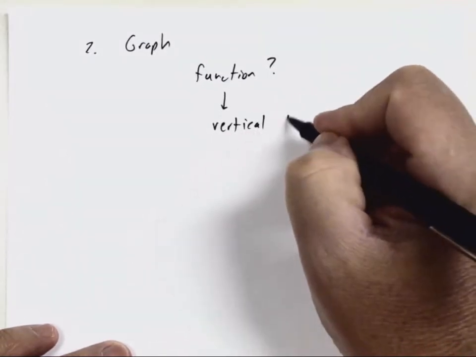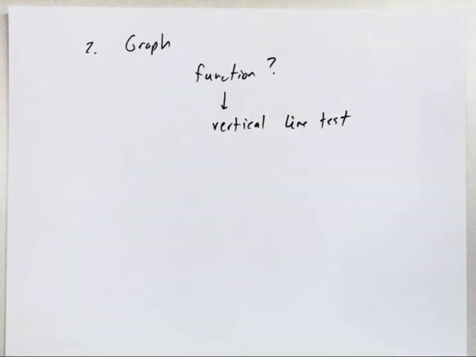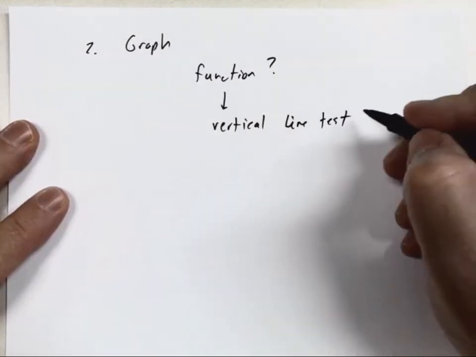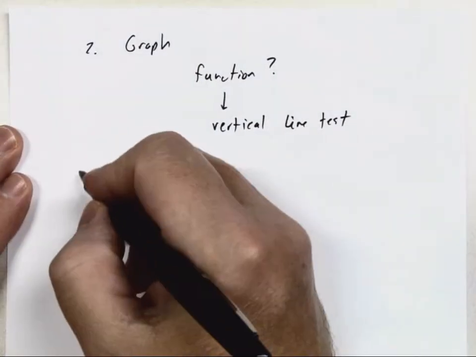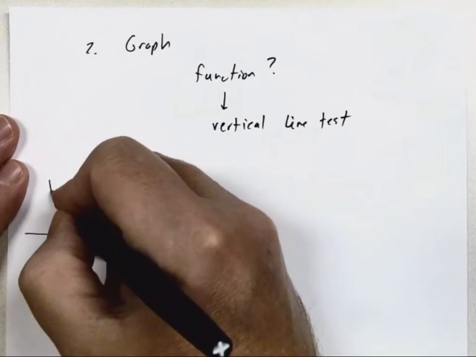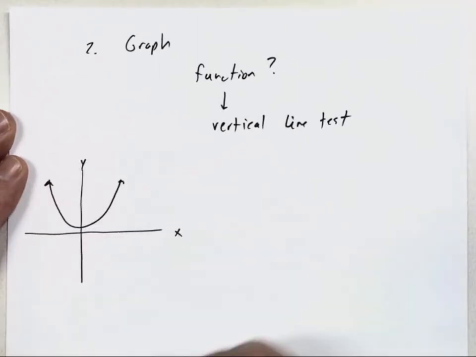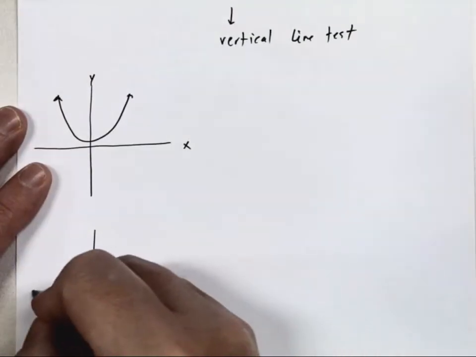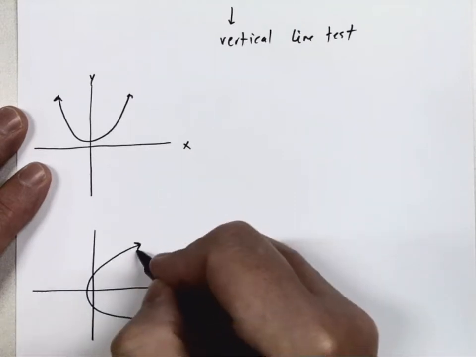In a minute, I'm going to show you what's called, on a graph, the vertical line test. Let me just show you now what the vertical line test is before I finish this. We'll look at two graphs. We'll look at an up and down parabola, and then we'll look at a sort of a side-to-side parabola.